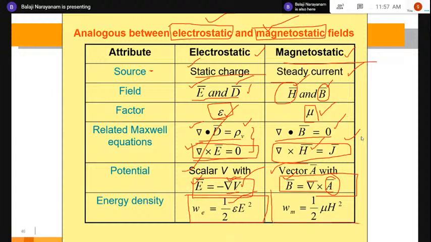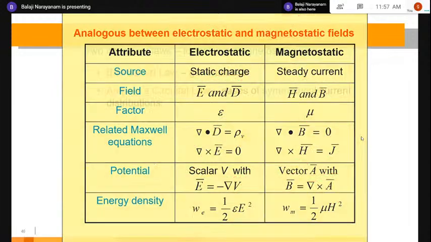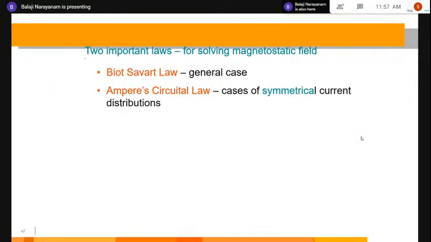So in magnetostatics, the corresponding quantity is 1 by 2 mu H square. Here it is the square of the magnetic field intensity, there the square of the electric field intensity. So this is the analogy. Based on this analogy of electrostatics and magnetostatics, we may understand the concepts very easily.